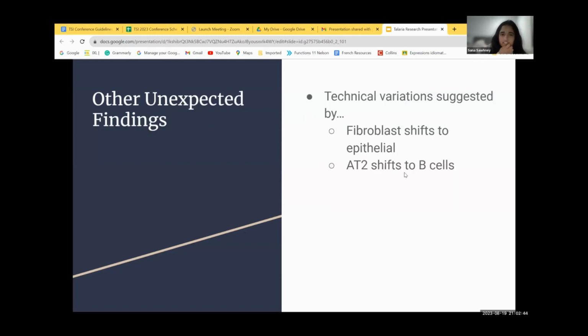Other unexpected findings, such as the shift of fibroblast cells to different cell types, suggested technical variations in the data, given that fibroblasts don't typically shift to epithelial cells. And similarly, the shift of AT1 cells to B cells also suggested a technical variation. This was most likely misannotation errors that may have occurred, given that epithelial cells don't typically shift to B cells.